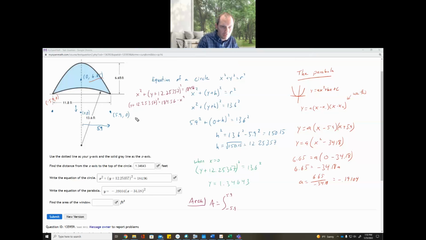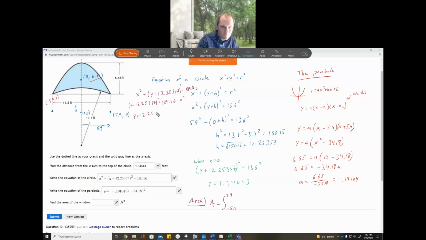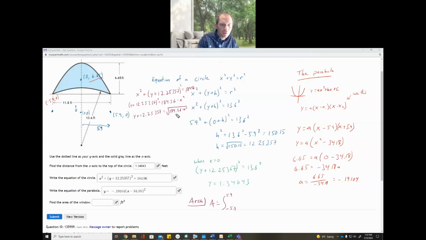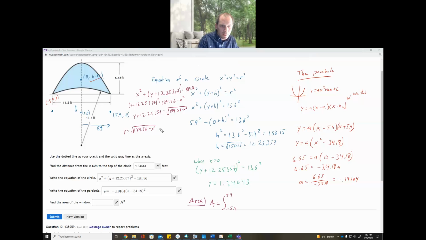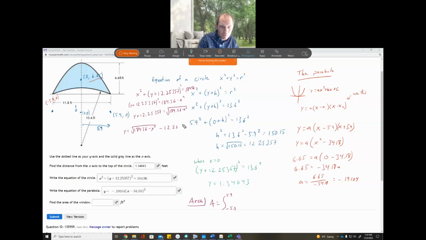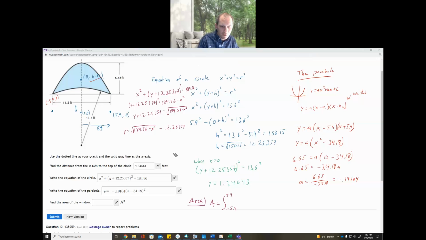Okay, then I'm going to square root. I don't need the plus and minus here. I would if I wanted the entire circle, but it's okay to only get the equation for the top half of the circle because that's all I'm working with. So y is the square root of 184.96 minus x squared, and then outside of the square root, I subtract the 12.25357. Okay, so when I'm looking at area, my top function is the parabola, my bottom function is the circle.